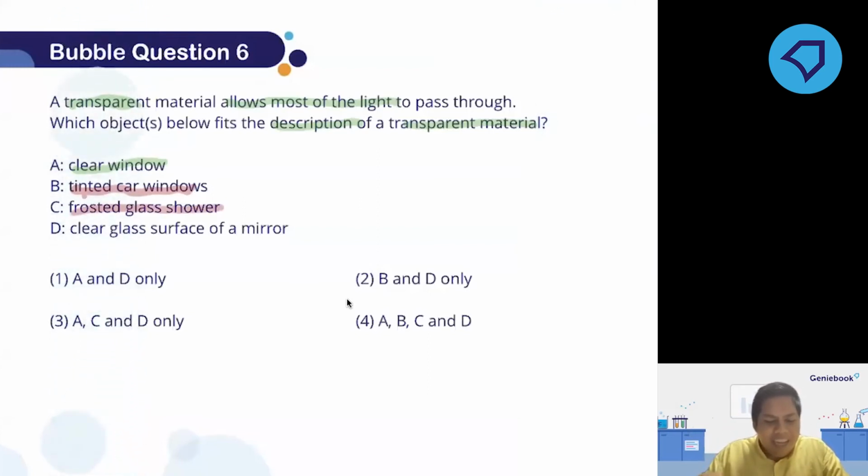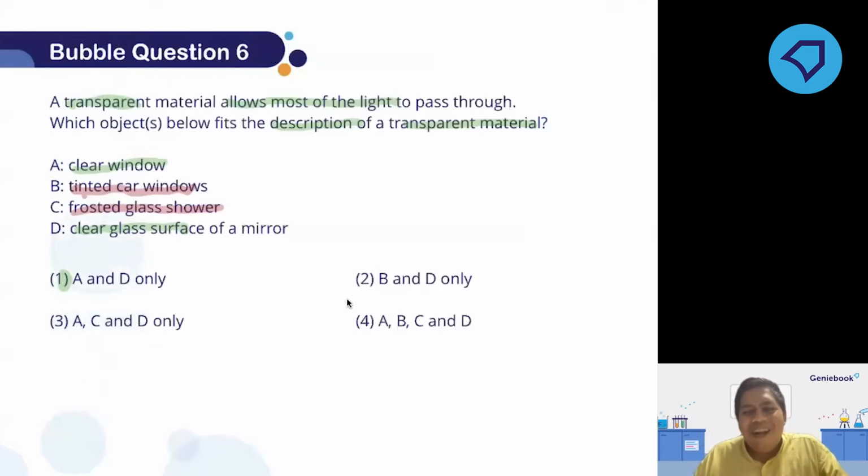This option here, clear glass surface of a mirror. So even though it is talking about a mirror, we are only talking about the clear glass surface. The clear glass surface, like I've mentioned previously, is transparent. So therefore, the answer is option 1, A and D only.